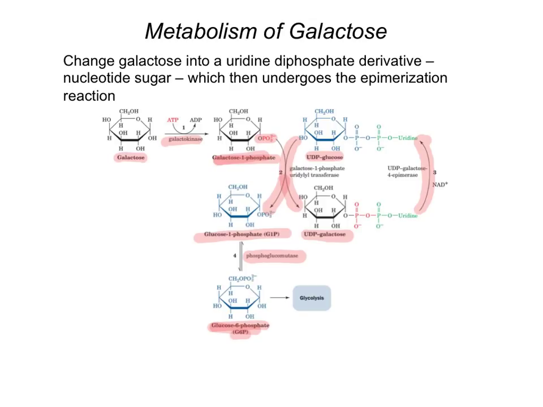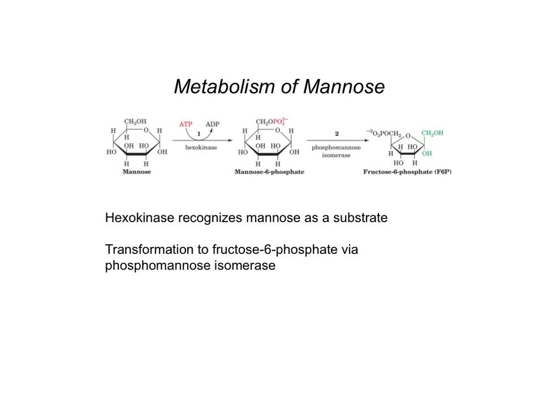Okay, one more. Mannose. Mannose is also an epimer of glucose. It differs not at the 4-carbon, but instead it differs at the 2-carbon. So mannose has a different configuration than glucose does at this position. Guess what's great about mannose, though?